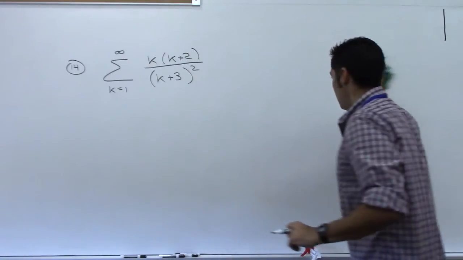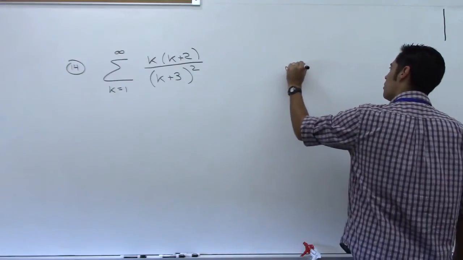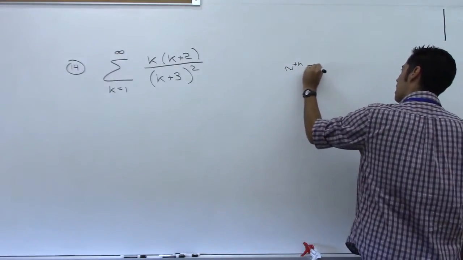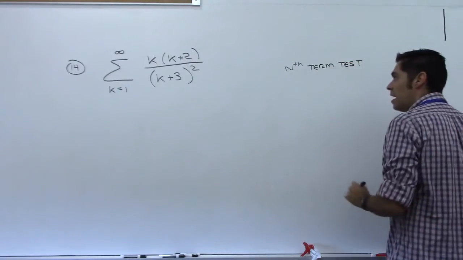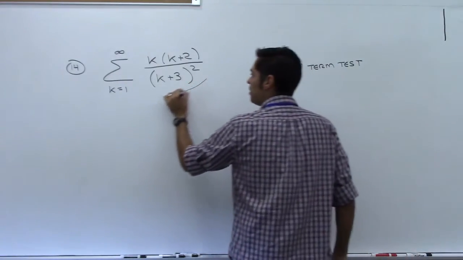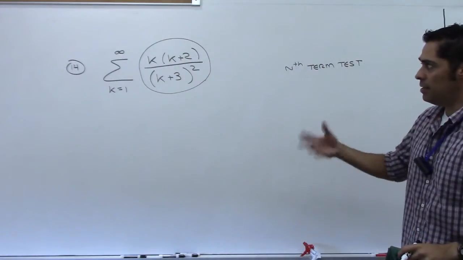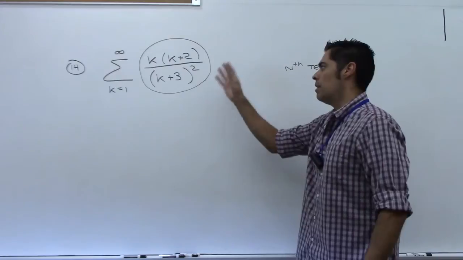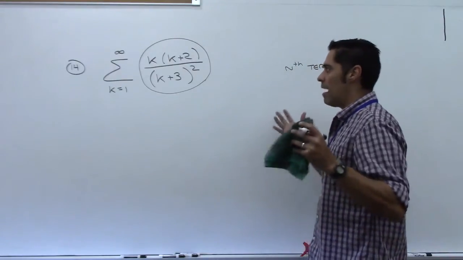But we do have a test. It's called the nth term test. It's the first test we usually want to run. Nth term test. And what it says is that if you look at the sequence of numbers that's generated in this series, right? K being 1, then K being 2, then K being 3. That's just going to create a list of numbers that we're adding up.